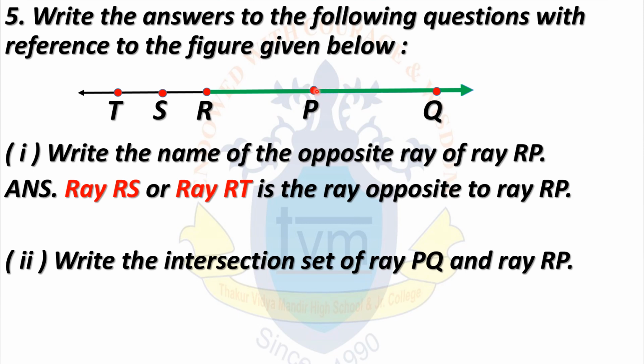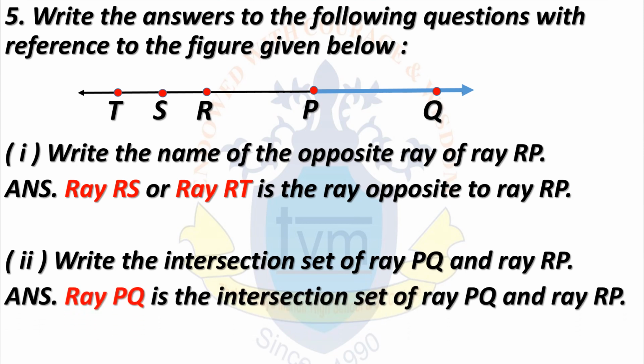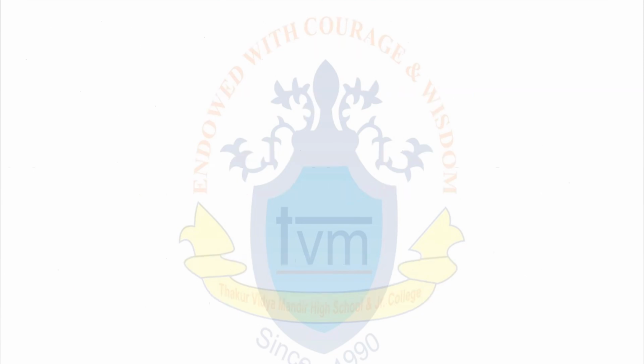Ray PQ is from P to this side, and ray RP is this ray, the whole thing. What is common in these two rays? This much part is common in both the rays. This common part is nothing but ray PQ. Hence the intersection of both the rays is ray PQ. Ray PQ is the intersection set of ray PQ and ray RP.